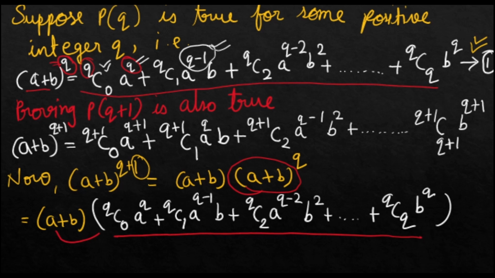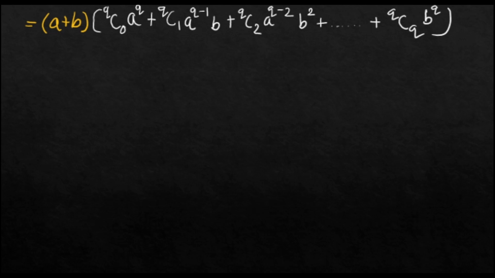Now multiply this expansion with A and then with B. But first I will do it stepwise so you can understand it better. Starting with A, our first term is QC0 AQ. Multiply A with this term. What will happen? One index will be added to the Q. So the index is AQ plus 1.